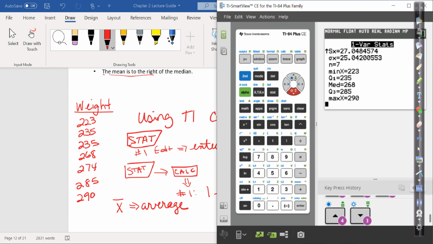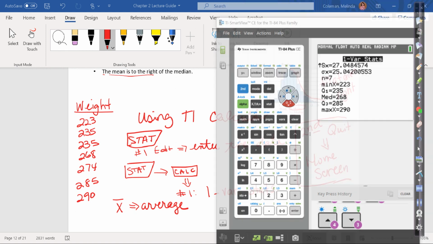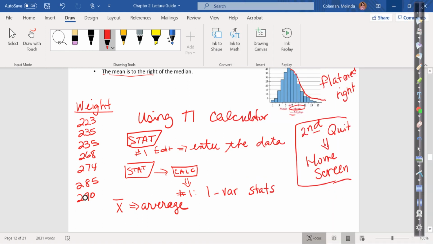So you're going to do this a lot. You're going to do the stat, number 1, enter to enter the data, or edit to enter the data. Stat, calculate, number 1 for the 1 variable statistics so that you can get the information that you need.